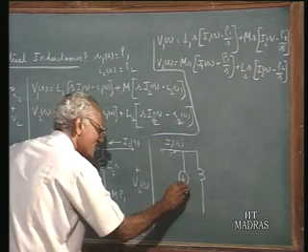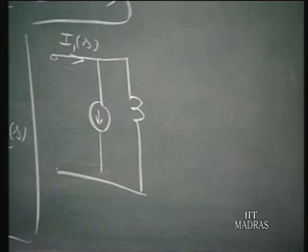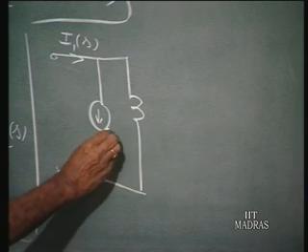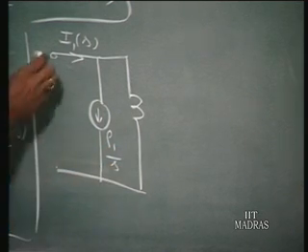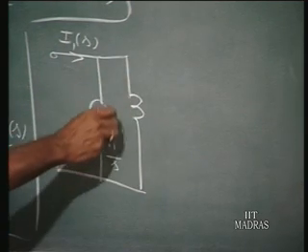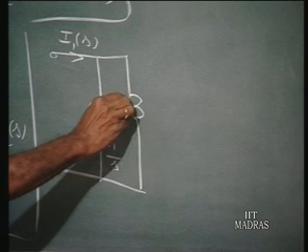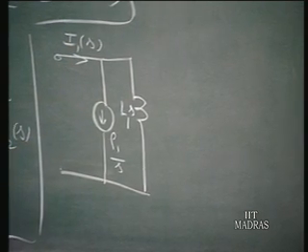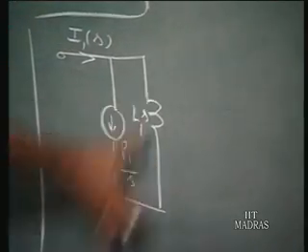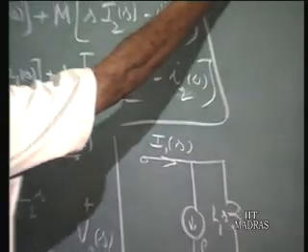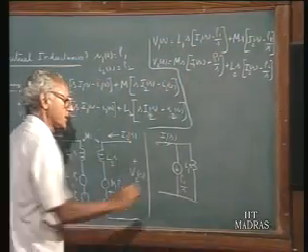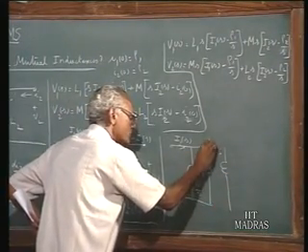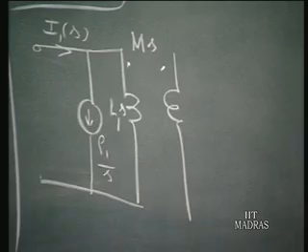You can have a current source here. Let this current source be of strength rho 1 by S. So, the current in the actual inductor here is I1 of S minus rho 1 by S, and that current passing through L1 of S will set up a voltage drop L1 of S times I1 of S minus rho 1 by S. In addition, you have a mutually induced voltage MS times the current in this coil.